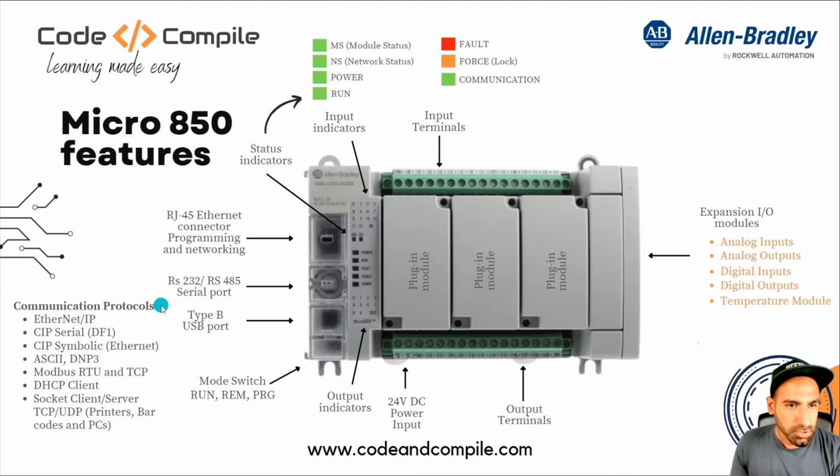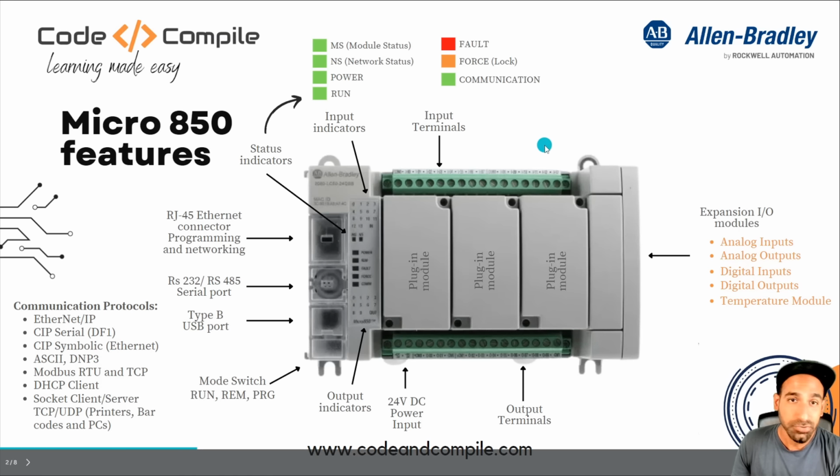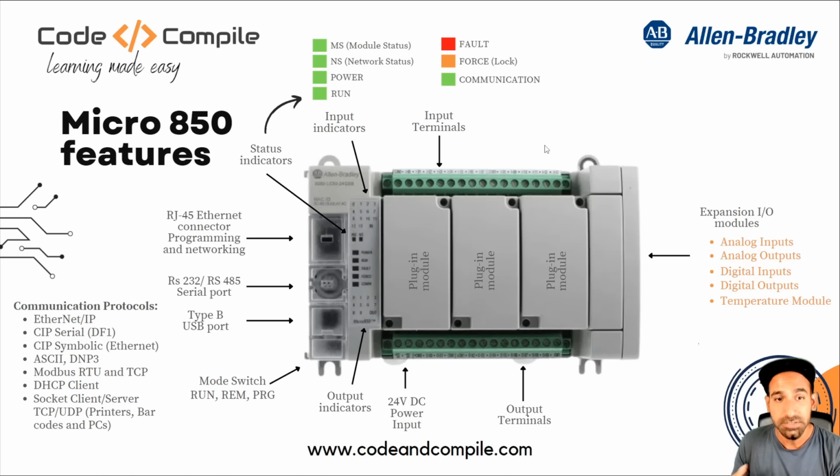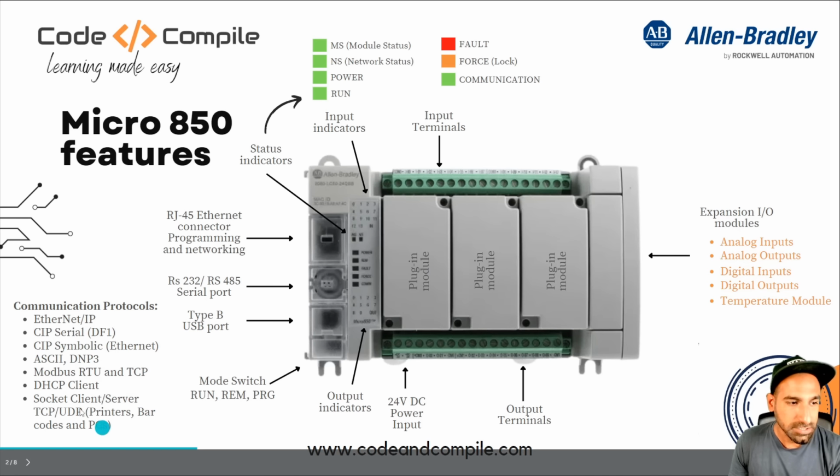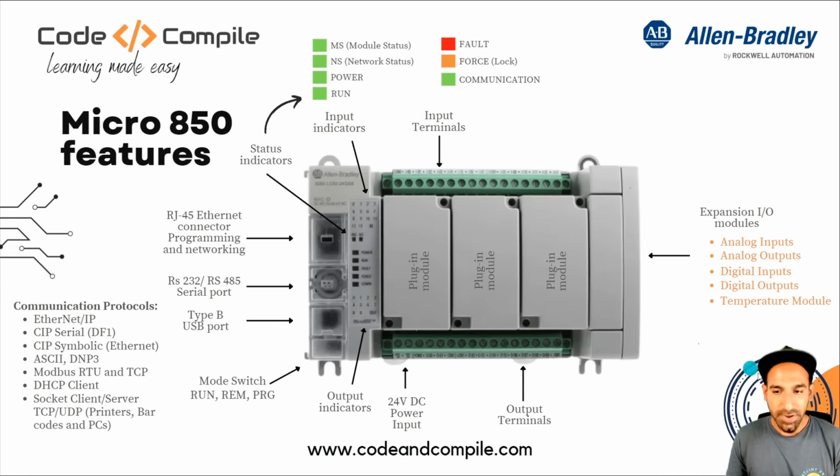Different communication protocols which it supports: Ethernet IP, very common in Allen-Bradley, it supports Ethernet IP. CIP serial, DF1, a very common protocol for programming the PLC. And CIP symbolic, this is an Ethernet based communication. And several other communications like Modbus TCP, RTU, which is very important. We're going to talk about Modbus when we talk about Node-RED, because I would like to make a dashboard of this PLC, and we will see how we can do that. And then you have DHCP clients, socket clients for communication to printers, barcodes, and PCs. So a lot of things on this PLC, and I'm quite interested to start the PLC training lessons.